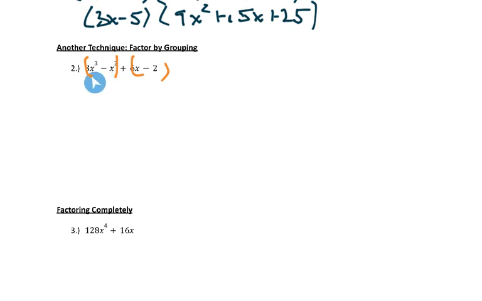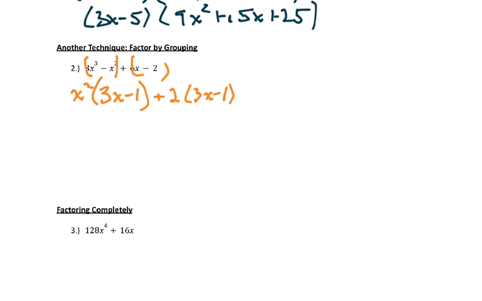So what's the common factor, or GCF, in 3x cubed minus x squared? And hopefully you came up with x squared, and then we'd be left with a 3x minus 1, and in our second grouping we could factor out a 2, and we're left with 3x minus 1.